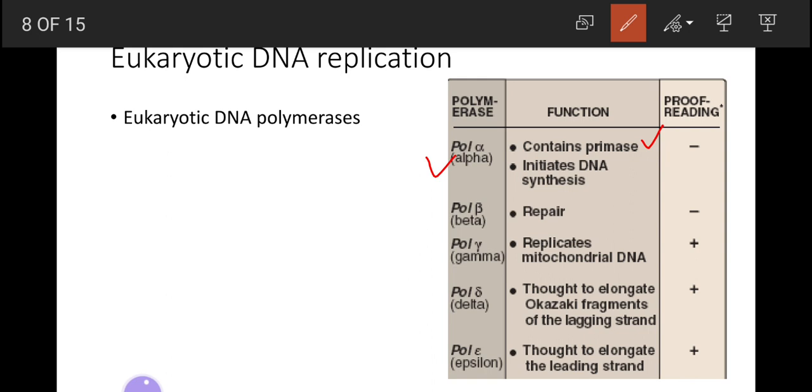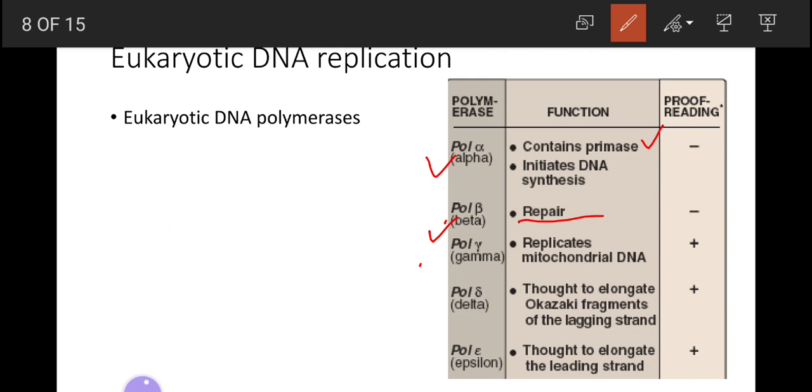This primase subunit synthesizes a short RNA primer, which is extended by another subunit of DNA polymerase alpha, whose activity is 5' to 3' polymerase activity. So they generate a short piece of DNA. Now the next is polymerase beta. Polymerase beta is involved in gap filling in DNA repair.